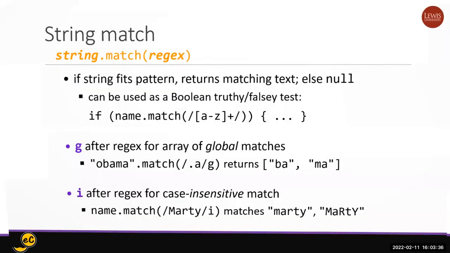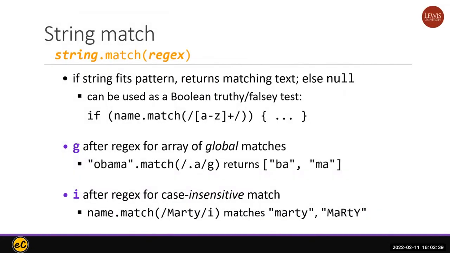Now we have match. Match will match the pattern. So Obama matches A, globally. Globally means that if there is any match, BA and MA will be returned. These two patterns will be returned. Then I means case insensitive, so Marty or marty, they all match. G outside the pattern means globally, matching everywhere. I means case insensitive.